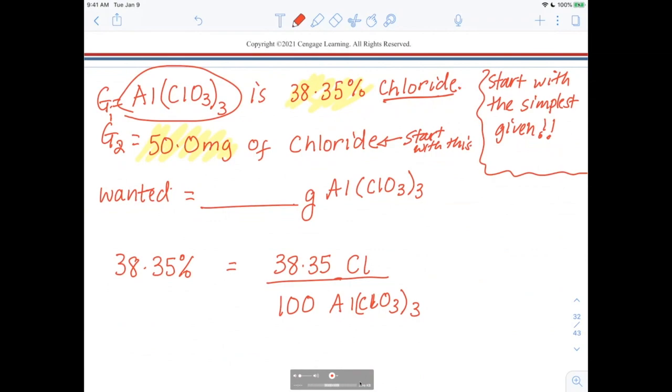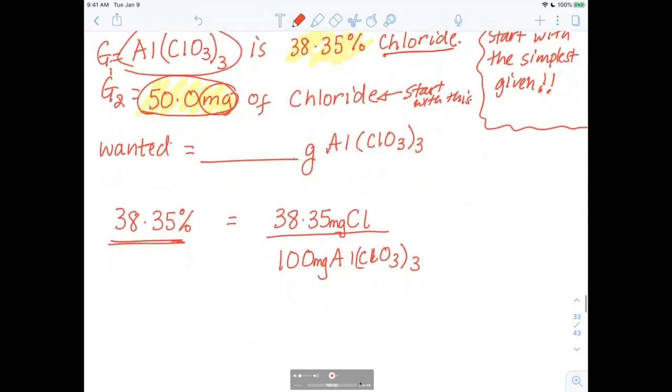chlorate, you would have 38.35 grams from chloride. But since they give you the number here in milligrams, all you need in this ratio is matching units. So I'm going to squeeze milligrams here and milligrams here, and ta-da, my conversion works. Since the percentage did not really define what the unit was, feel free to use the units as long as the top unit matches the bottom unit.